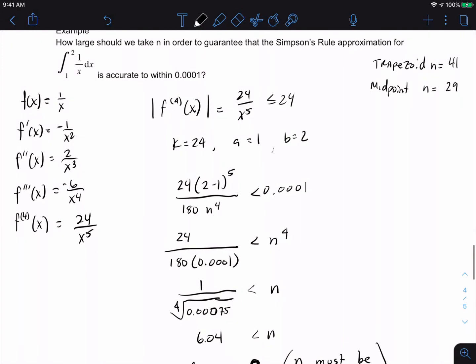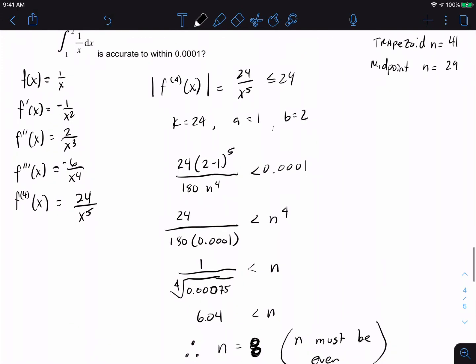But look at the work. Trapezoid was 41. Midpoint was 29. And Simpson is 8. We want to be efficient, right? And so to be efficient, now we're using some calculus to help us get to good curve approximations. Does that make sense?